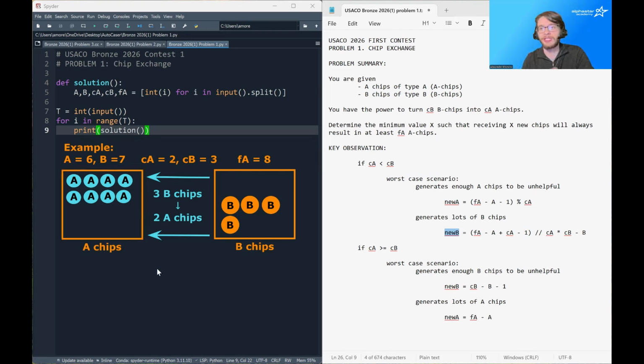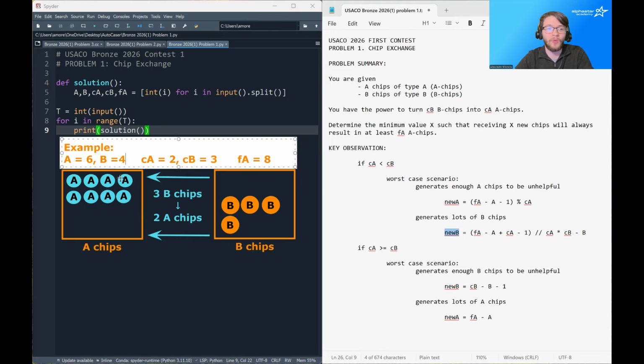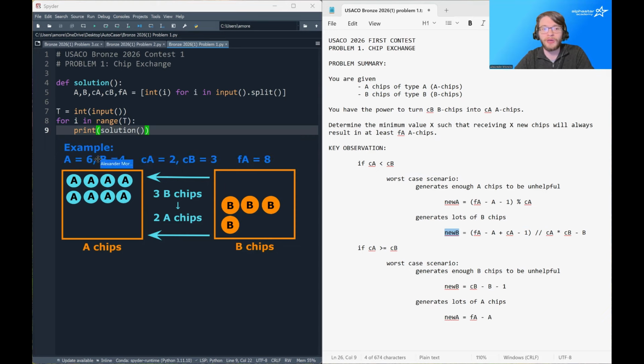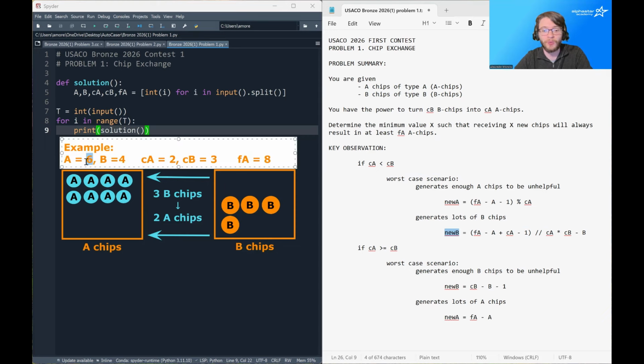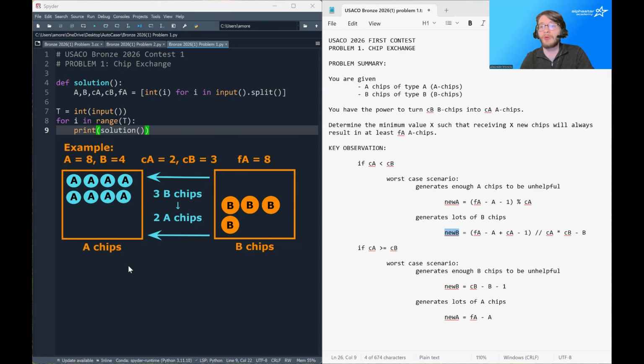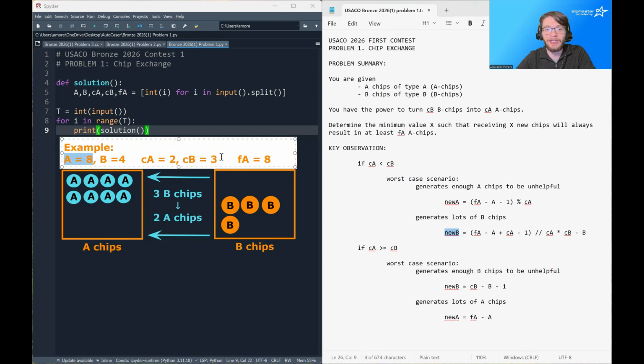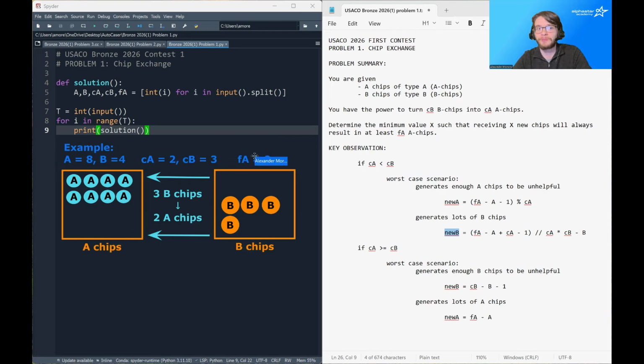So the extra thing that we're going to have to check for is if we've just hit the goal while converting the initial amount of chips we started with, then it is possible that we won't need to add any more chips. And in that case, we will just return 0. So if at any point before we start adding chips, A is at least the goal, then we just have to return 0. We don't need any extra chips. We've already hit the goal.